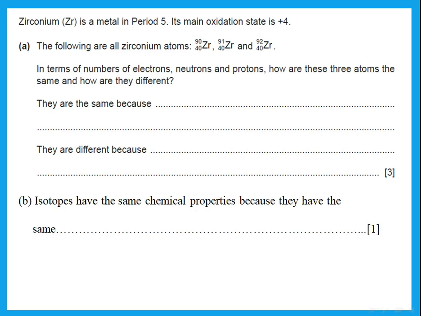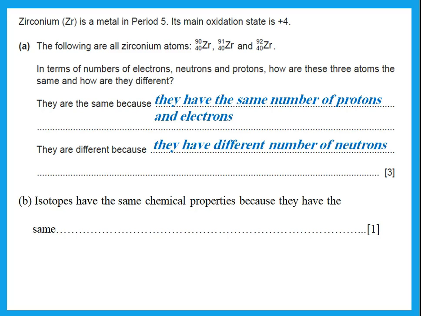He's talking about zirconium, and he gives me 3 isotopes of zirconium. In terms of the numbers of electrons, neutrons, and protons, how are these 3 atoms the same, and how are they different? So they're the same because they have the same what? They would have the same number of protons and the same number of electrons. But because they are isotopes, they will have different number of neutrons.